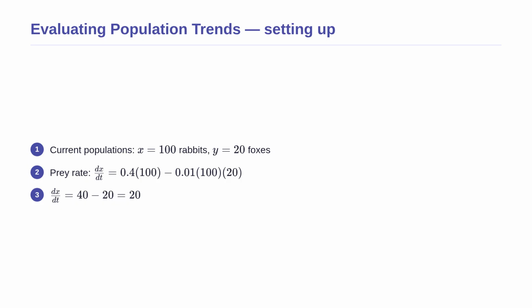So, we have found where the populations are perfectly balanced. But what if they are not? Let us look at a second example. Imagine a conservationist counts exactly 100 rabbits and 20 foxes. We want to know if the populations are currently growing or shrinking. We plug these exact values into our prey equation. The calculation shows 40 rabbits are born and 20 are eaten, resulting in a net rate of positive 20. Because this is positive, the rabbit population is currently increasing.